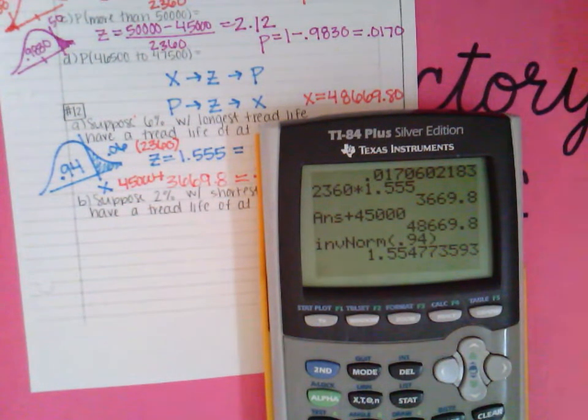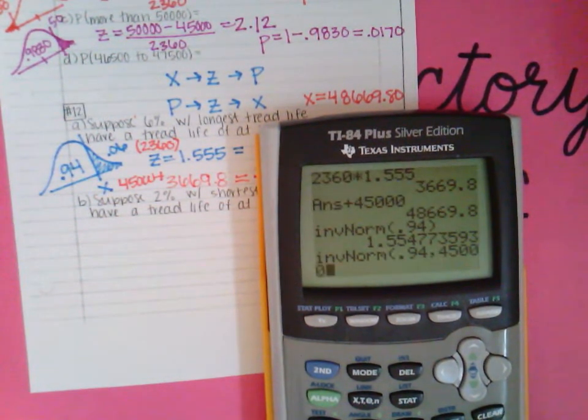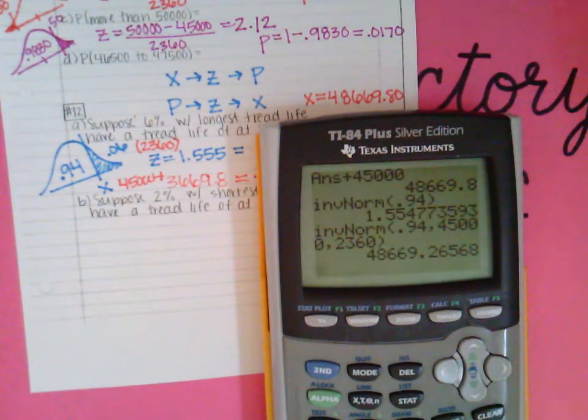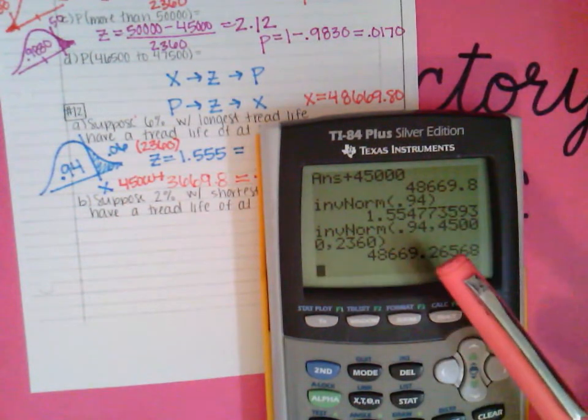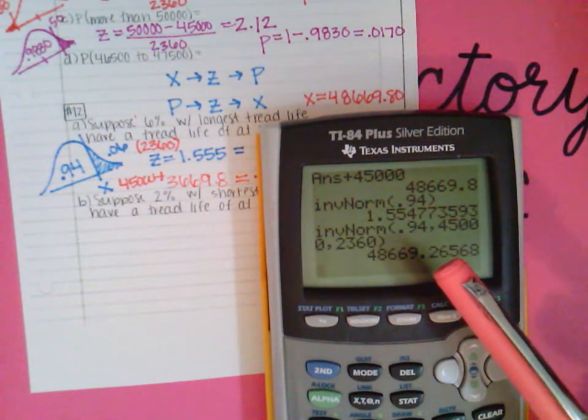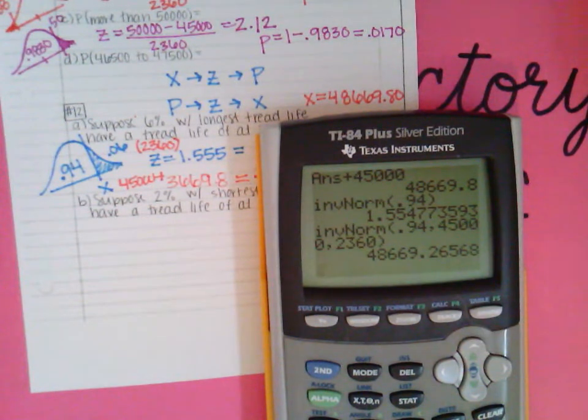Okay, you can also do inverse norm with the mean and the standard deviation, and it will find your answer for you. And you can see we're off by, I don't know, 0.5 something, okay? But that's not a big deal. We're not worried about that.